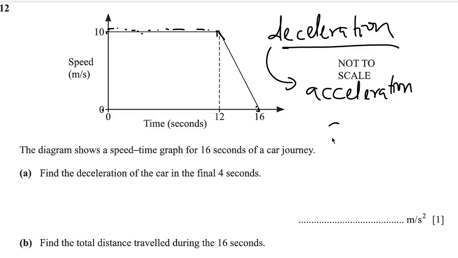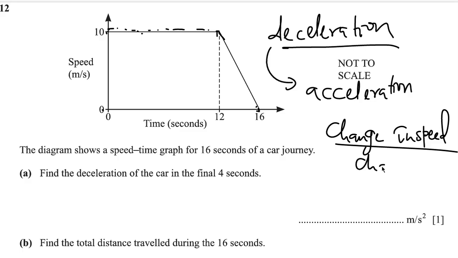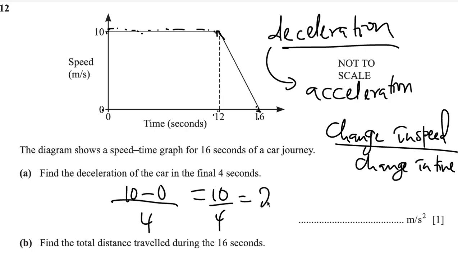And how do we calculate this? It's simply change in speed over change in time, right? Change in speed divided by change in time. So what's the initial speed? Started off with 10, ended up with 0. So you can simply say 10 minus 0 divided by how long did it take? The change in time from 12 seconds to 16 seconds. That's what he took to come from 10 to 0. So that's going to be 4. So 10 divided by 4 is equal to 2.5. And that's 2.5 meters per second squared.